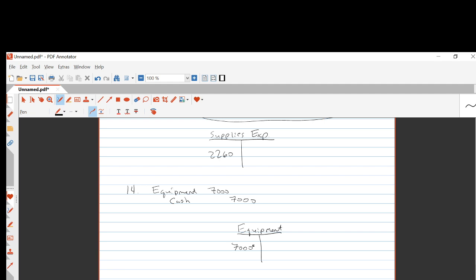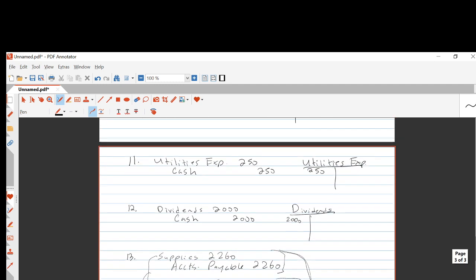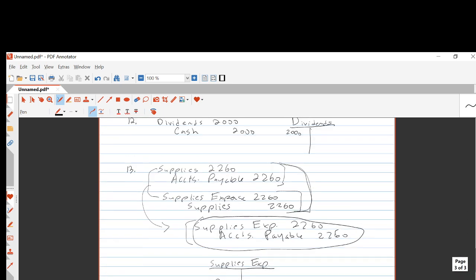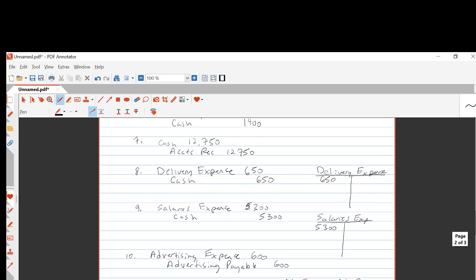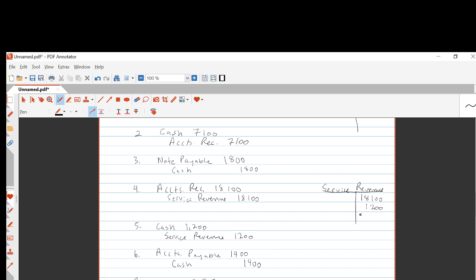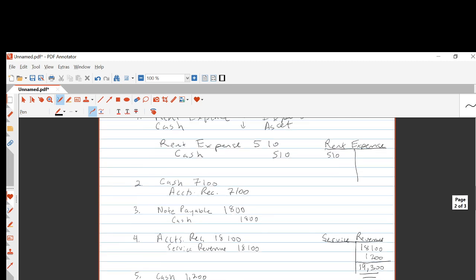And so after doing these transactions, assume that this is all that happened in July. Now we've reached the end of the month. Now what we need to do is find the ending balance in each of the accounts. So the accounts that we only have one entry in, that is their ending balance. Service revenue here, we have 18,100 plus 1,200 is 19,300. So the ending balance in service revenue is 19,300, and we double underline the ending balance.